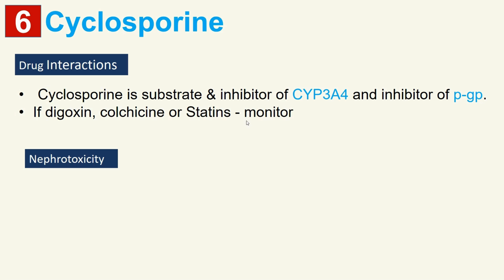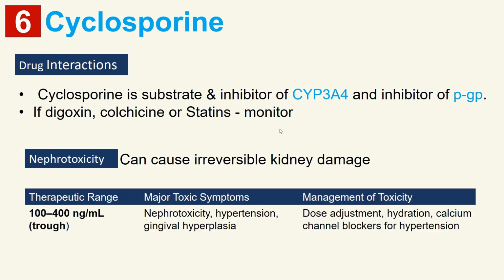Another big thing about cyclosporine is nephrotoxicity. It can cause irreversible kidney damage. So if you are using other drugs that cause nephrotoxicity, such as cisplatin, NSAIDs, or radiocontrast media, extreme precaution is required because that can lead to severe nephrotoxicity.